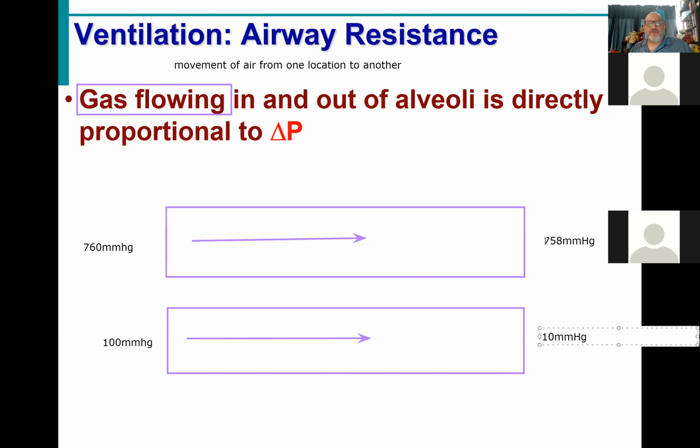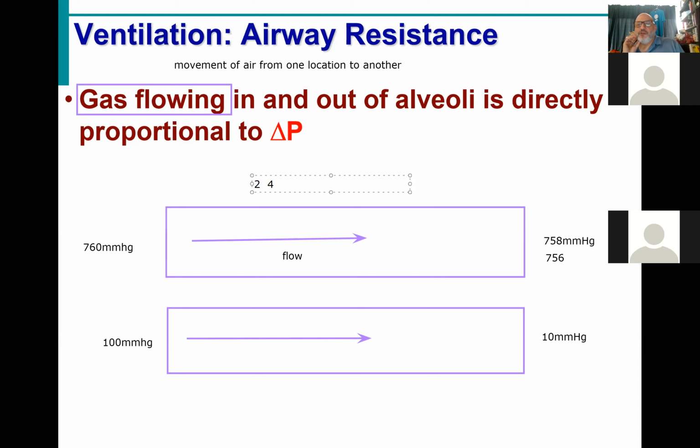if I change this one from 758 to instead 756, what would happen to the flow? How would the flow in this tube change with that change in pressure? A little faster. Okay, you could say slightly faster, but if you think about it, what was the pressure change before? What was the difference between the two environments? 2. What's the difference between the two environments now? 4. So notice I just doubled the pressure gradient.